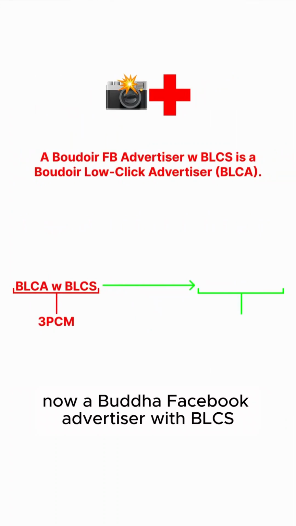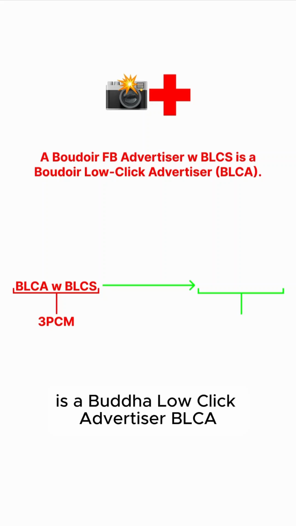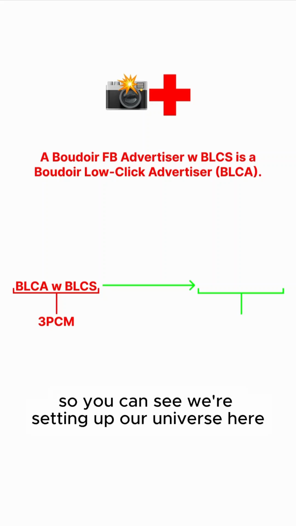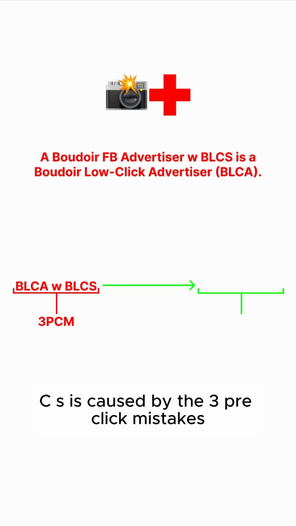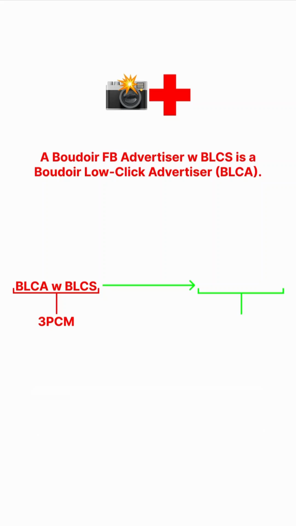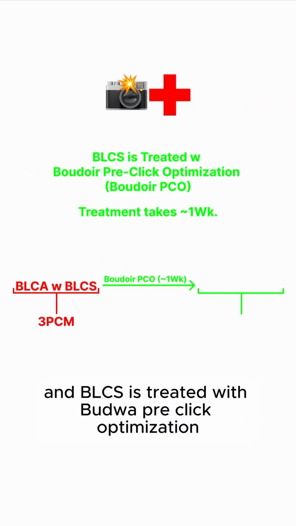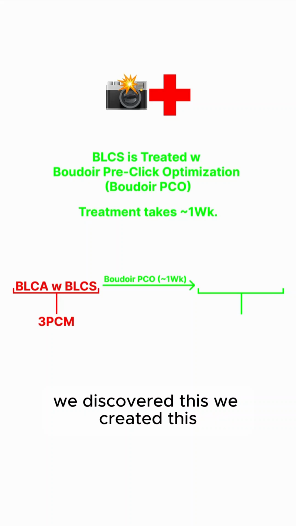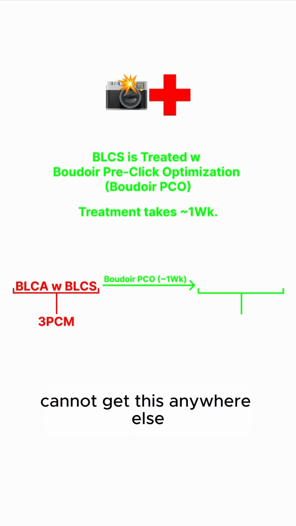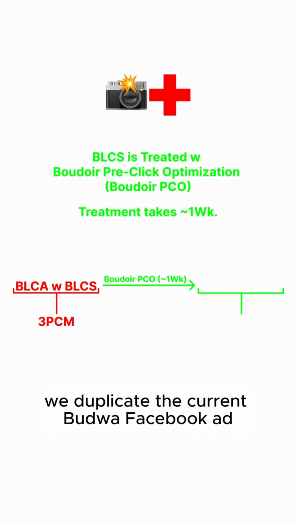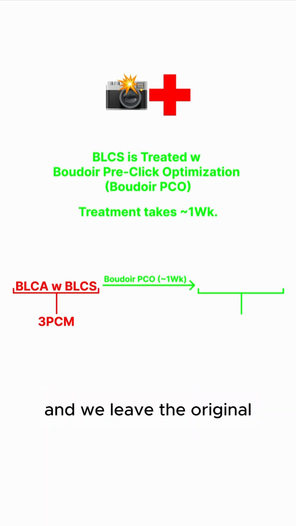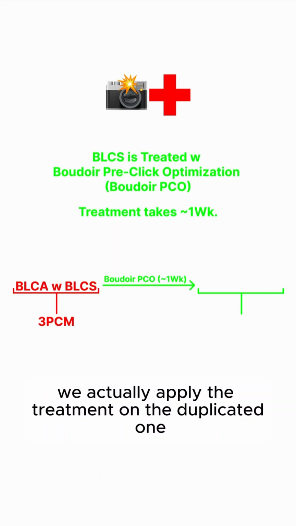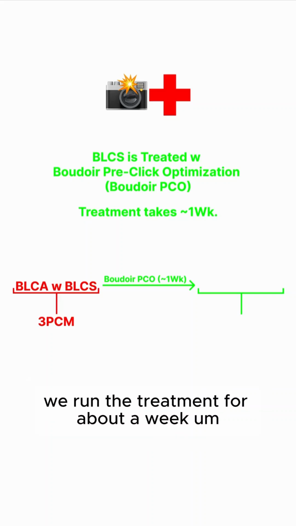Now, a Boudoir Facebook advertiser with BLCS is a Boudoir low-click advertiser, BLCA. So you can see we're setting up our universe here. A BLCA with BLCS is caused by the 3 pre-click mistakes. And BLCS is treated with Boudoir pre-click optimization, Boudoir PCO. Treatment takes about a week. We discovered this, we created this, you cannot get this anywhere else. The way the treatment works is we duplicate the current Boudoir Facebook ad and leave the original, and we apply the treatment on the duplicated one. We run the treatment for about a week.